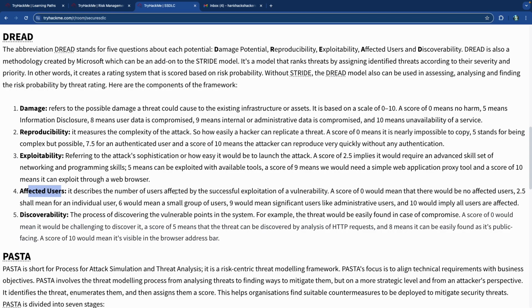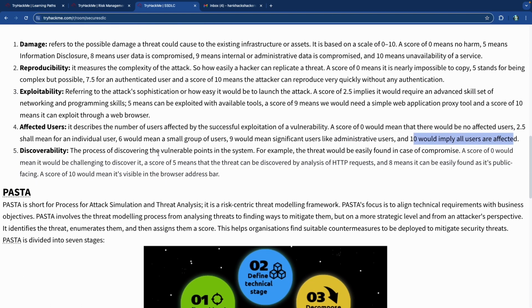Affected users is the number of users that are affected by that vulnerability. So 0 means that there's nobody that's affected by this. 2.5 means an individual user could be affected by this. 6 would mean a small group of users. 9 would mean significant users like admins. And 10 would mean everybody's affected. And discoverability is discovering the vulnerable points in the system. So how easy it is to find out what your vulnerabilities are. The threat would be easily found in a case of compromise.